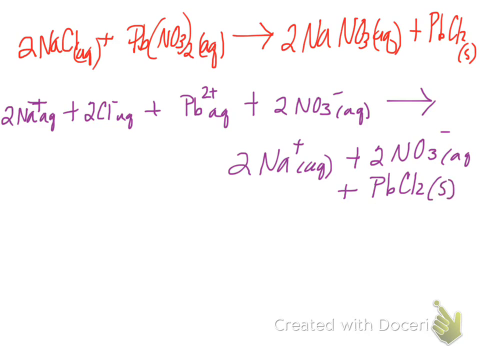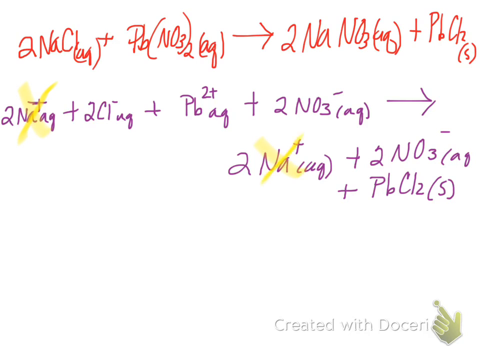So to get our net ionic, we're going to look at what appears the same on both sides. And when I say the same, I mean exactly the same. They're both aqueous on both sides, or they're both something else on both sides. So what things in this equation appear the same on both sides? The sodium, so we're going to mark out sodium and say we're not going to include that. What else?